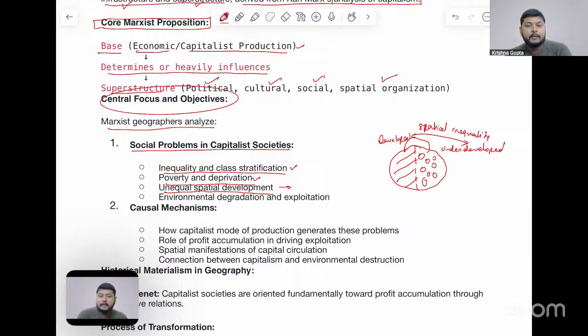This is highlighted by the Marxist philosophy. Then environmental degradation and exploitation. This is a very important aspect where the radical thought coming in the form of Marxist geography is actually explaining how capitalism, what capital does, it creates commodity.